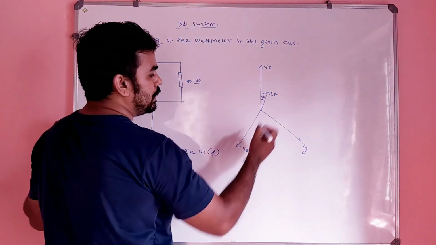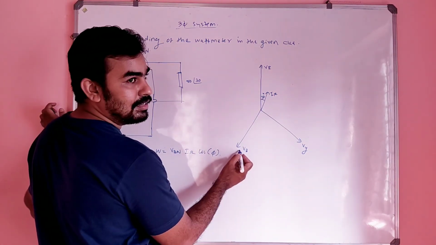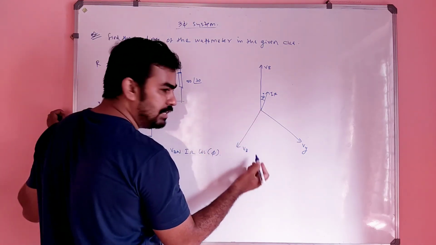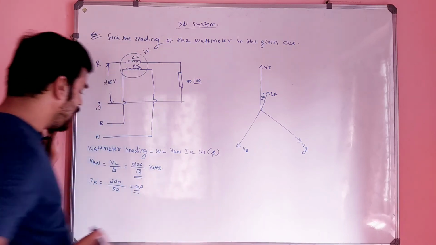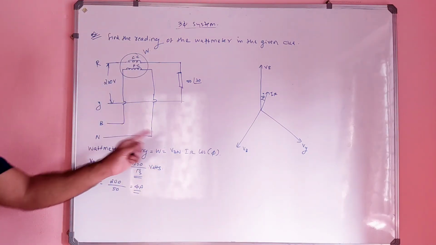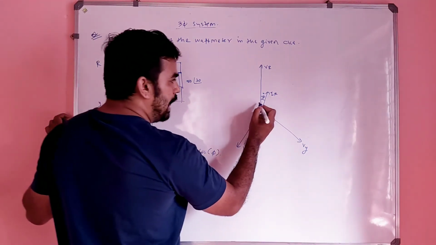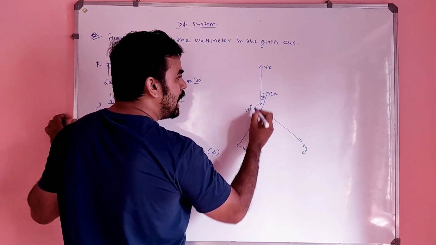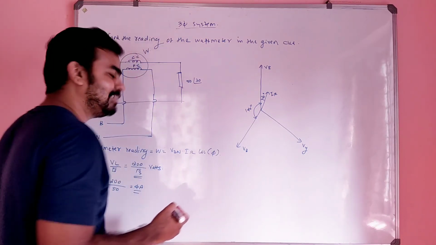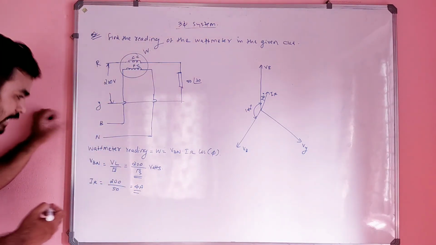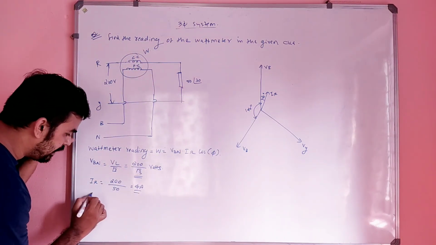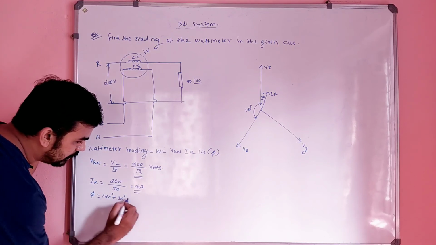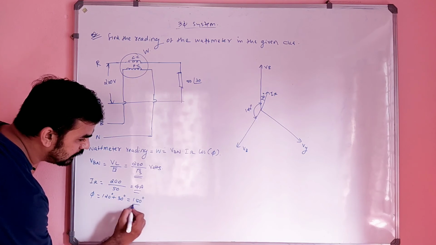IR is here, and VBN means simply VB itself, right? So the angle up to this much is 120 degrees, and 120 plus 30 will be 150. That means here phi is 120 plus 30, which is 150 degrees.